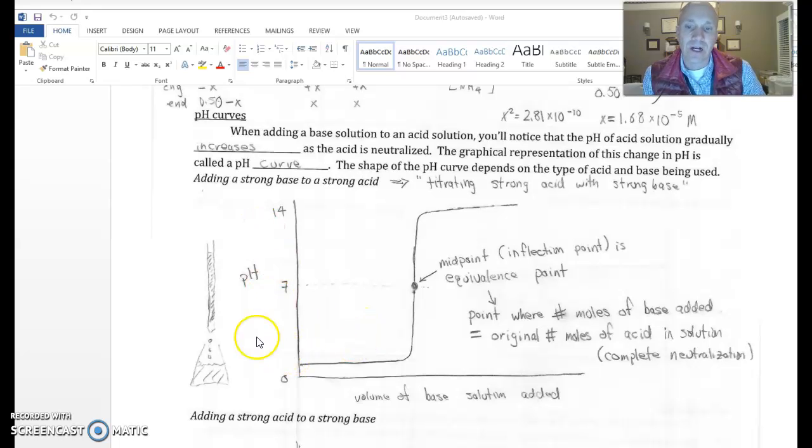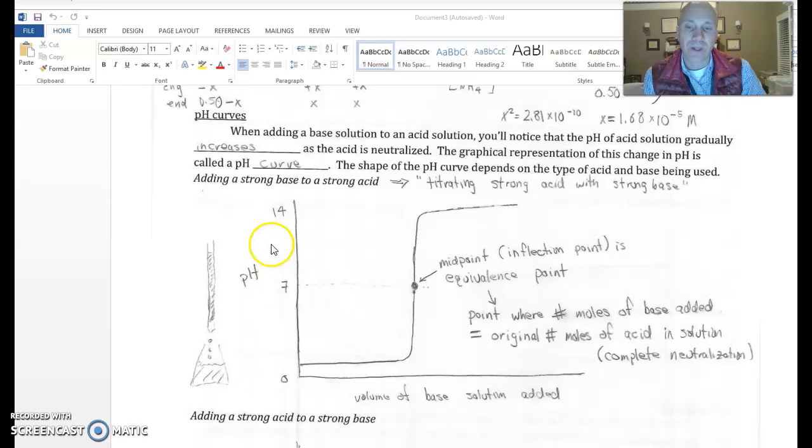As we are adding our base to an acid, in this example, hopefully you realize that you're gradually going to get an increase in the pH. In the beginning, it's 100% acid, and in the end, it's going to be mostly base. So over time, you're going to see the pH go up. But the way that the pH goes up is going to be different depending on whether these things are strong acids, strong bases, weak acids, or weak bases.